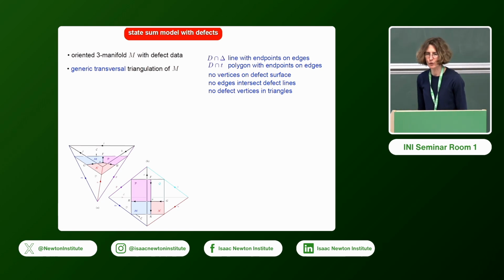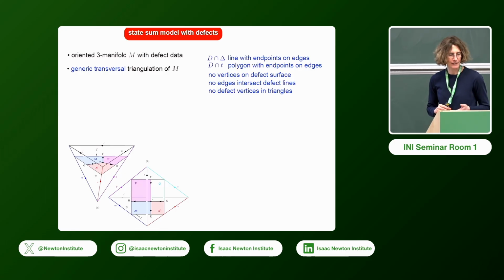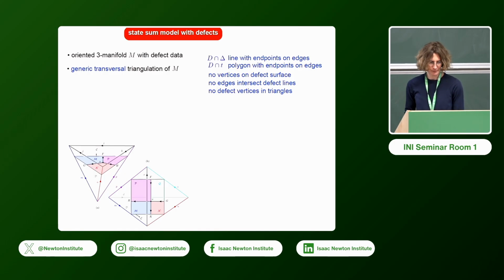So this is similar to generic in knot theory, for example, where one wants to choose a projection such that it is nice. Here we want to have the triangulation in such a way that it's nice and it doesn't sit awkwardly on the defect surface or the defect lines.